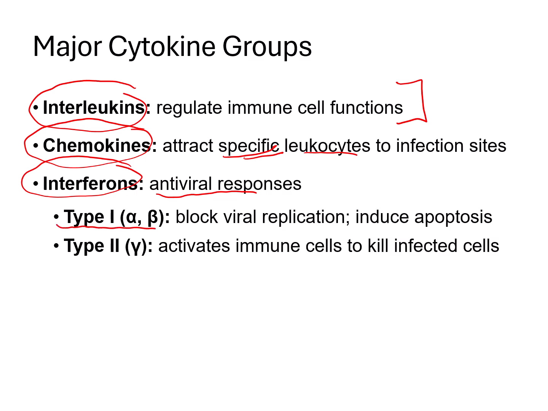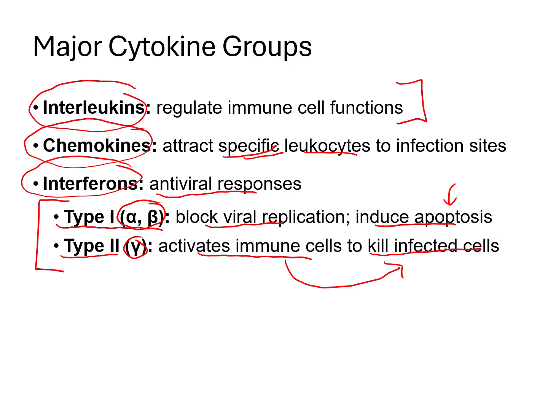Type 1 interferons, which are alpha and beta interferons, are going to block viral replication and also induce apoptosis in infected cells. So this is when the cell self-destructs if it's been infected by the virus. And then we have type 2 or gamma interferons. These are going to activate additional immune cells to search for and kill cells that have been infected by the virus. So these interferons do not save infected cells, but they will prevent the spread of the virus.